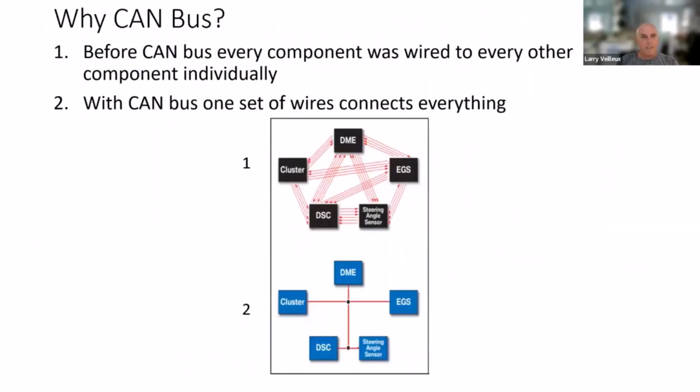So why CAN bus? As I mentioned before, in the 1980s, for instance, every component was wired up to every other component. So you can imagine the cabling harnesses were starting to get quite large, expensive, and complicated, especially in terms of trying to troubleshoot when something went wrong. Heavy, too, which is obviously an issue with cars. We want to make them as light as possible. And so Bosch developed CAN, controller area network, which is a bus topology.